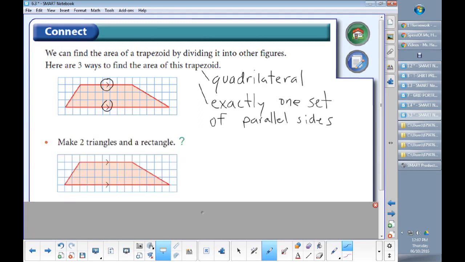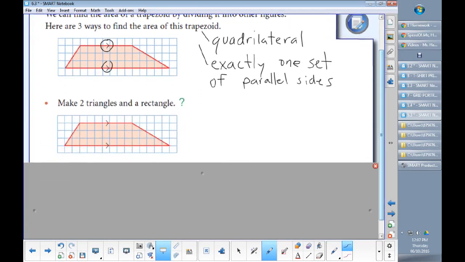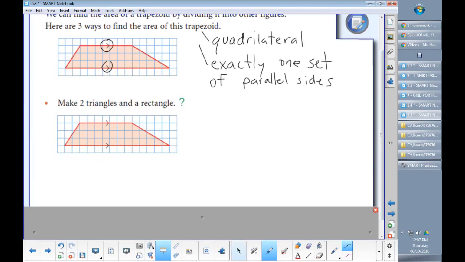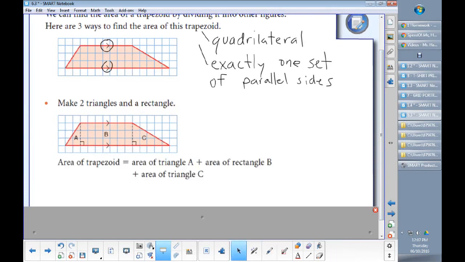So how would we find the area? One way to do it is to divide it into two triangles and a rectangle. And here is what that could look like. So basically, we would write this out. The area of the trapezoid in this case would be the area of triangle A, which is over here, the area of rectangle B, which is over here, and the area of triangle C. And let's see if I can do those in different colors so we can see it a bit more clearly.